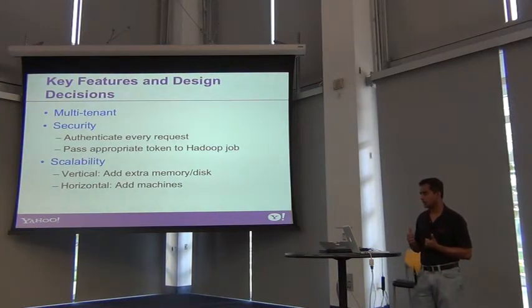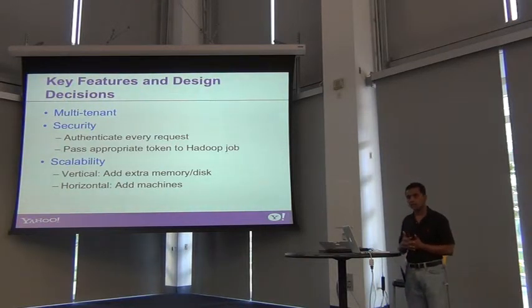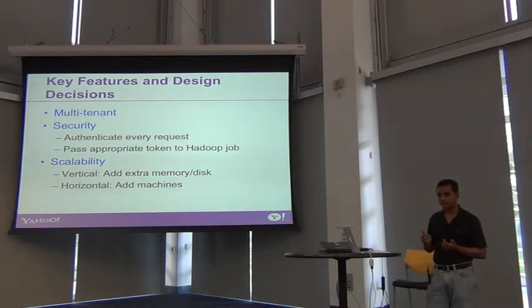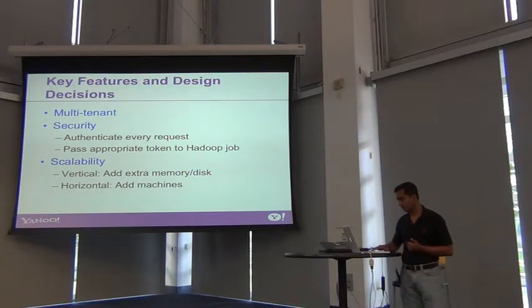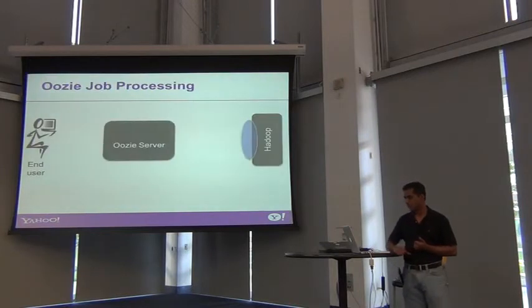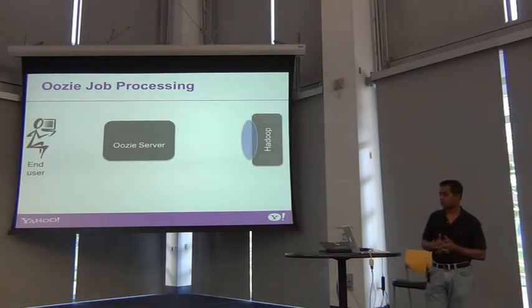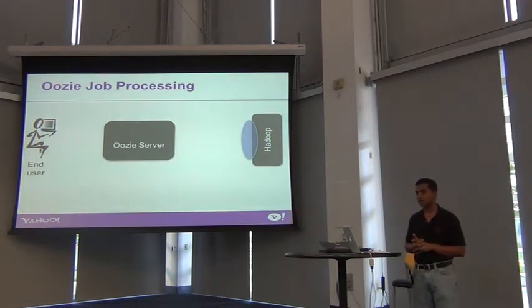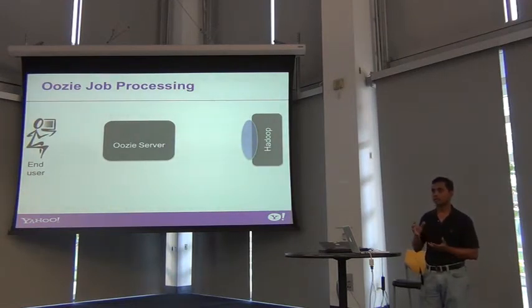Oozie is a cloud service, so we need to provide some basic features like multi-tenancy, security, and scalability. These are the very key features. We'll go through each of them in the subsequent steps. So first, let's look at what happens when an Oozie job is being submitted. I'd like to mention that Oozie can schedule Pig jobs, Hive jobs, MapReduce jobs, a lot of different types of jobs. So there are three different entities here.